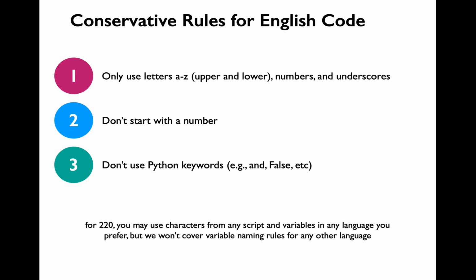Let's go over three conservative rules for variable naming. Rule 1 states that you should only use alphabets, lowercase or uppercase, along with numbers and underscores for your variable name. Rule number 2 states that your variable name should not start with a number. Rule number 3 states that you should not use Python keywords as variable names. Examples would be and, or, False, True, and so on.